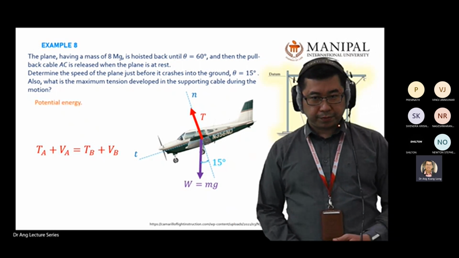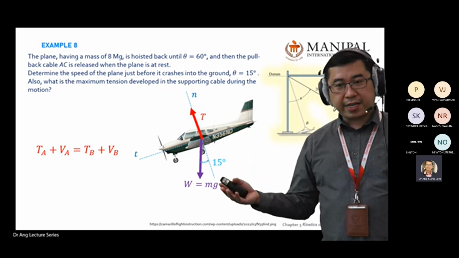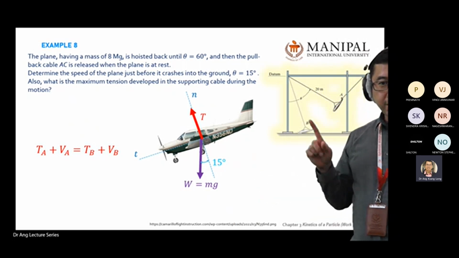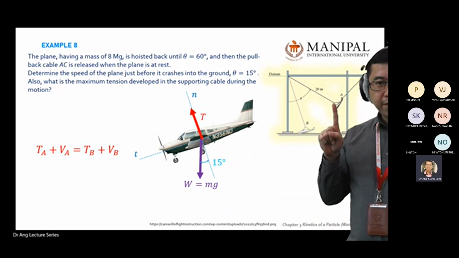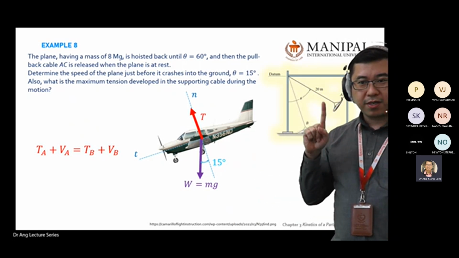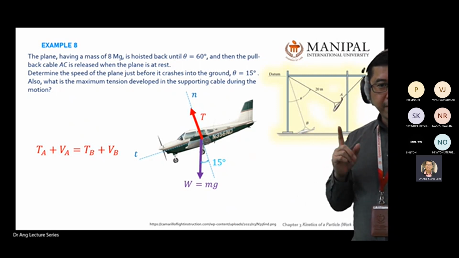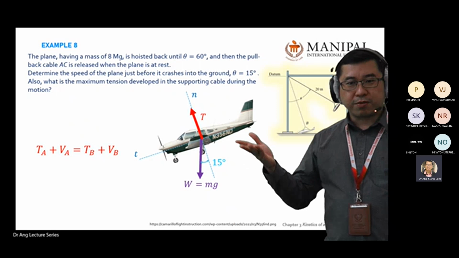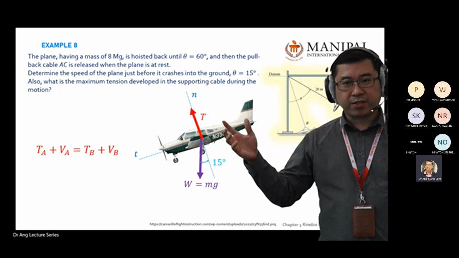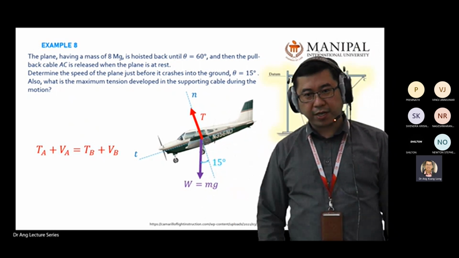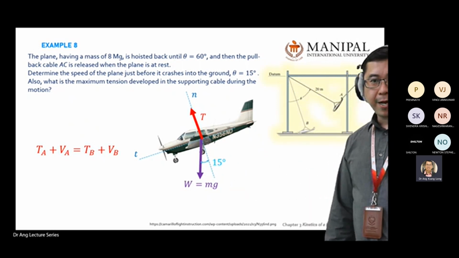Is there any other force? There are no more forces, because if you look at the object itself, it is only tied to the cable, and the mass of the aircraft is making the force pulling down here. There is no external force acting on it.